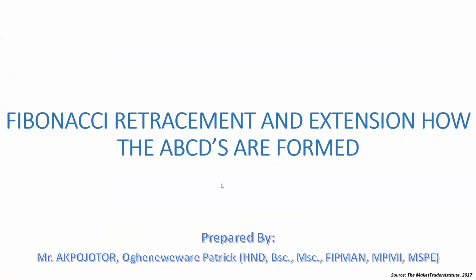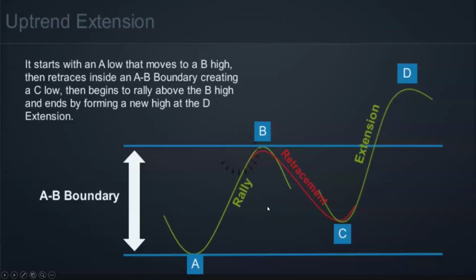All right, so today we're going to look at the Fibonacci and how the ABCs are formed. We have already talked about price swing in our previous class. A price swing is the movement of the market from A to B to C and then to D, while C to D is the extension. C to D is our area of interest where we want to trade. So today we're just going to jump into Fibonacci and how the ABCs are formed. All right, let's go.